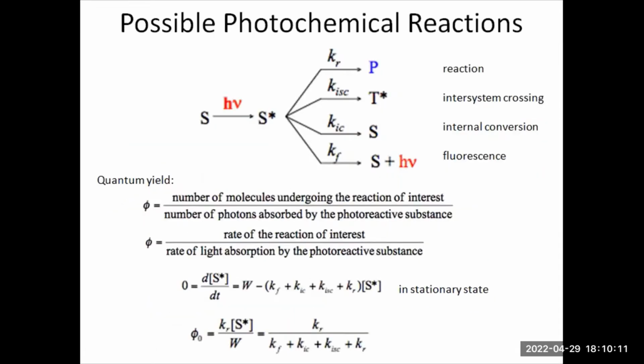Okay, so what is W? W is the rate of light absorption of the photoreactive substance. So it's the rate at which we're absorbing photons in the substance and causing it to go to the first singlet excited state. Okay.